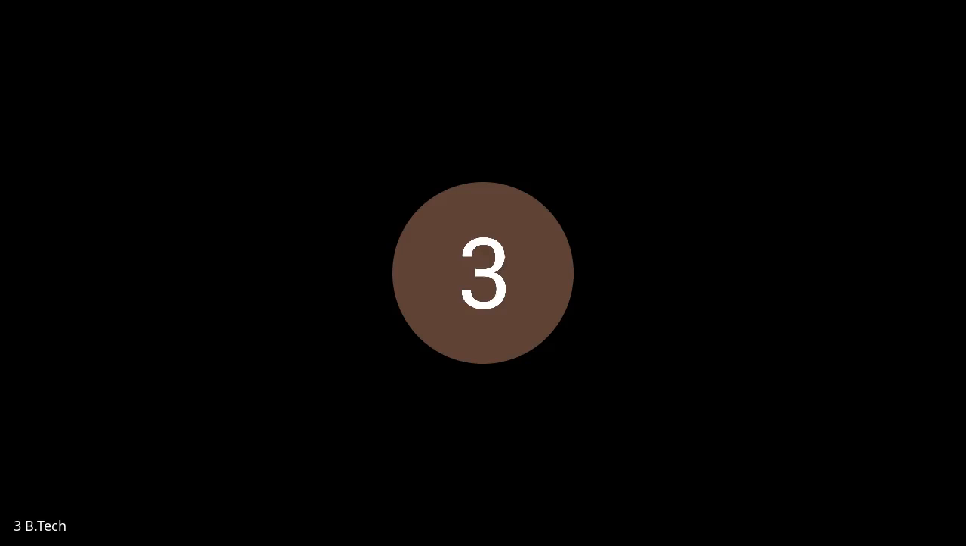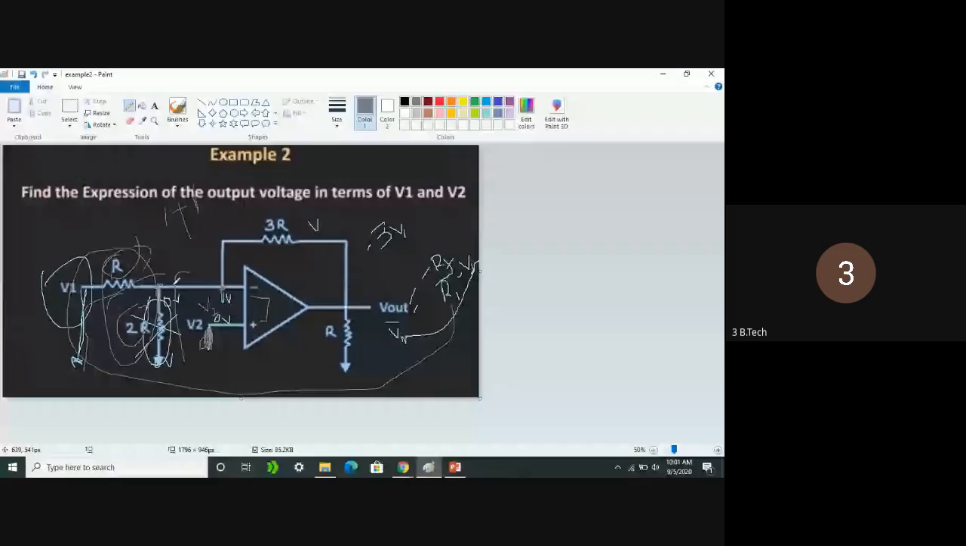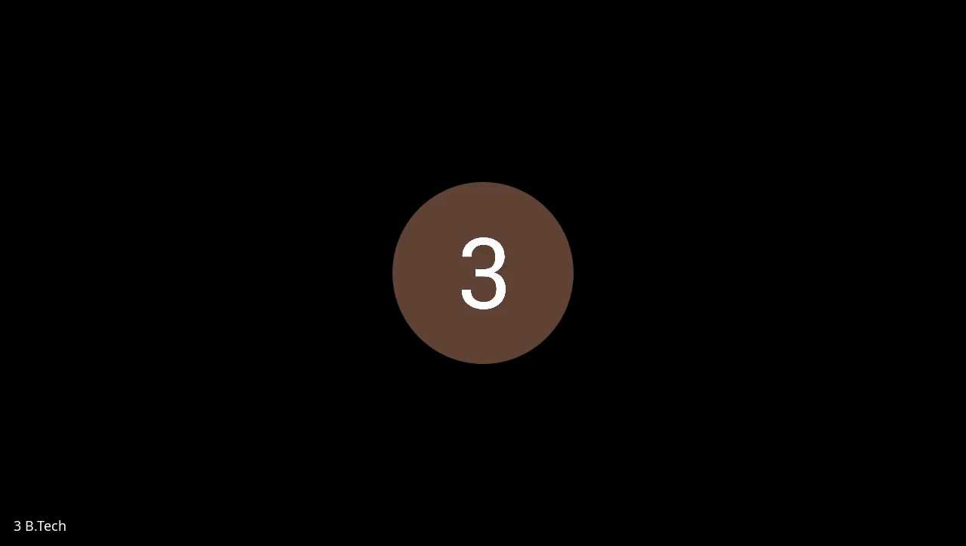These two resistors are in parallel combination. So first of all, find the parallel combination, 1 by R plus 1 by 2R. That is R1. We can replace it in our regular formula 1 plus RF by R1 so that we get the V2 term, and finally we add V1 plus V2 to get the total output voltage of this problem. Clear, all of you?